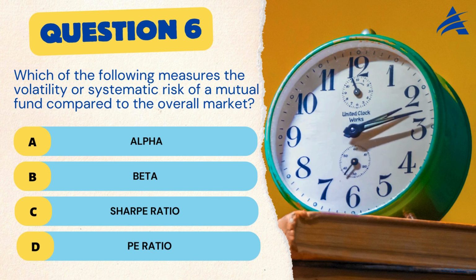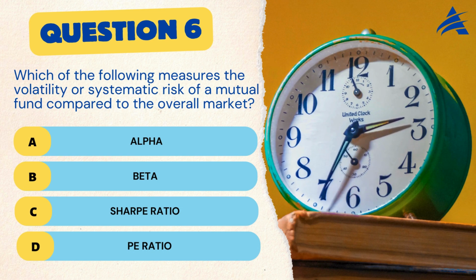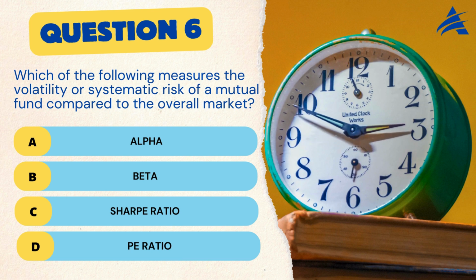Question 6. Which of the following measures the volatility or systematic risk of a mutual fund compared to the overall market? A. Alpha. B. Beta. C. Sharpe ratio. D. PE ratio.